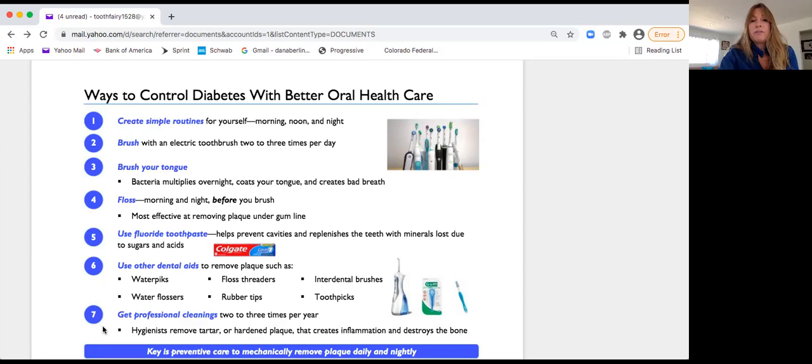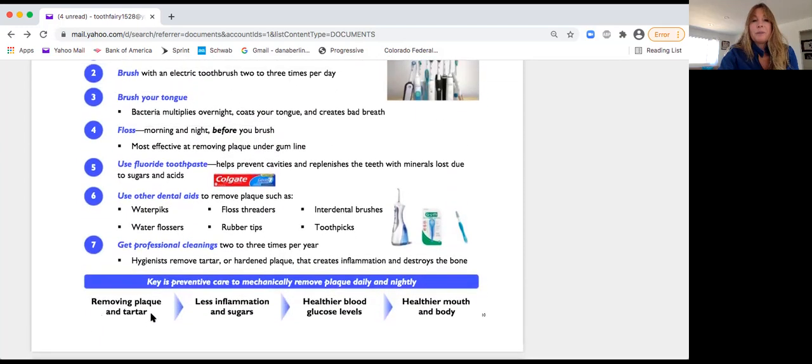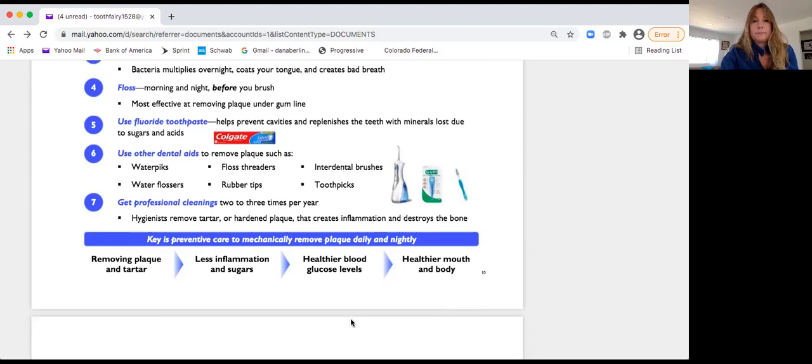So the key is preventive care to mechanically remove plaque daily and nightly. Removing plaque and tartar leads to less inflammation and sugars, which can lead to healthier blood glucose levels, which can lead to a healthier mouth and body.